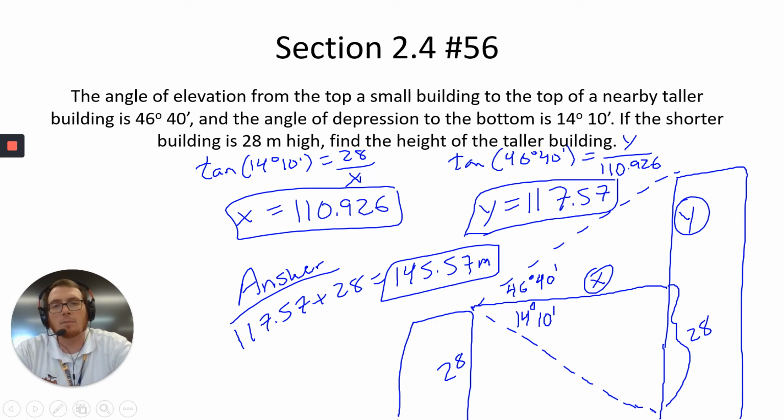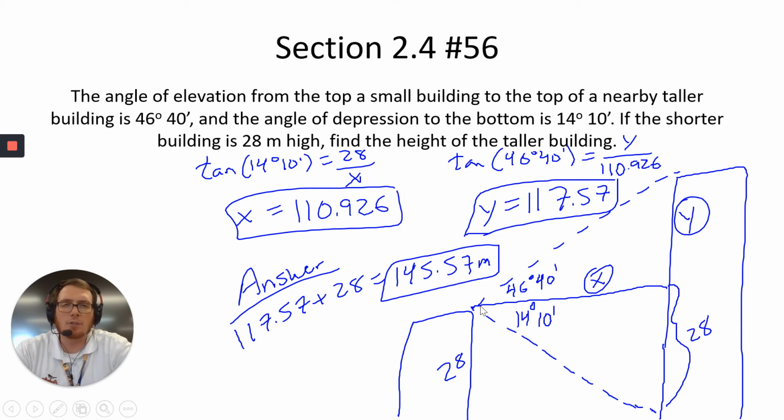They tell you the height of the small building is 28 meters. That also corresponds to this piece right here being 28 because it kind of makes this rectangle shape. Obviously, if I was better at drawing or spent a little bit more time, it would be a perfect rectangle. But hopefully that makes sense where that piece is coming from.